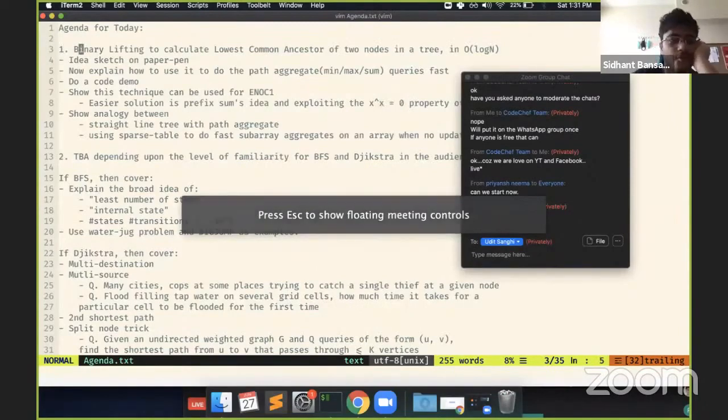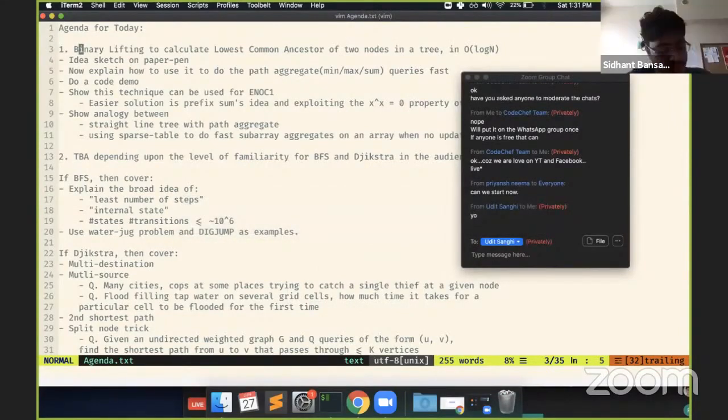Binary lifting to calculate. So I looked at the votes for the poll that we conducted before. And I'm still confused about whether we should cover BFS or Dijkstra. But for the first topic, I'm quite confident that we should cover this, which is how do you calculate the lowest common ancestor in a tree for two nodes fast, that is in log n. So there's a slow method which we quickly go through, but the slow method is kind of order n-ish.